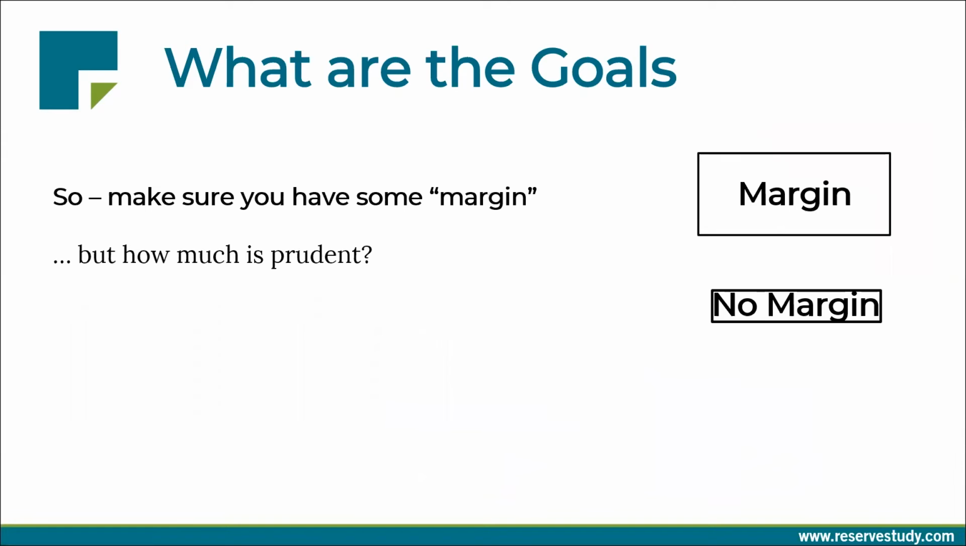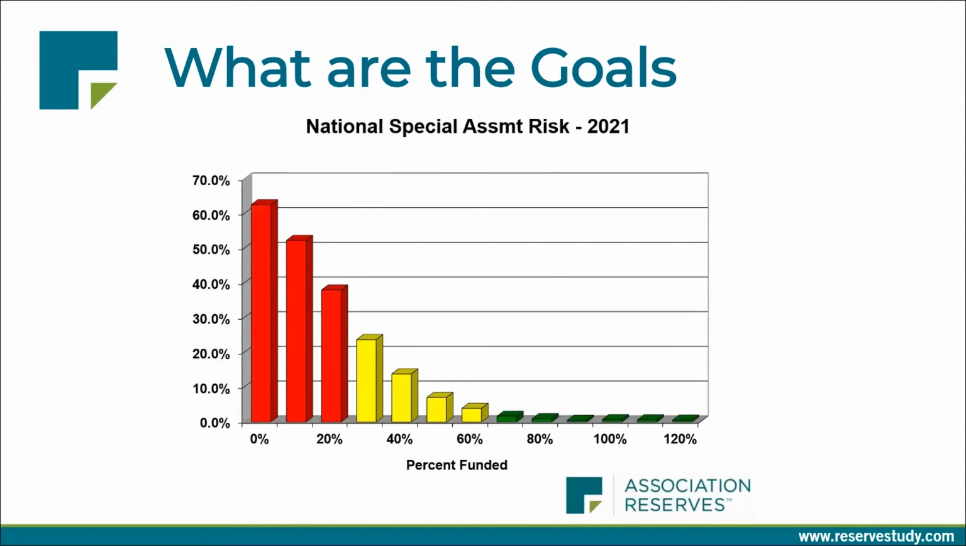So that means you need to have some kind of margin, all right? And then you get to the question, well, how much margin is good? How much margin is not enough? How much margin is too much? Again, you don't want to be collecting arguably too much money from your homeowners. And so since it's not a direct answer, let's look at the statistics.